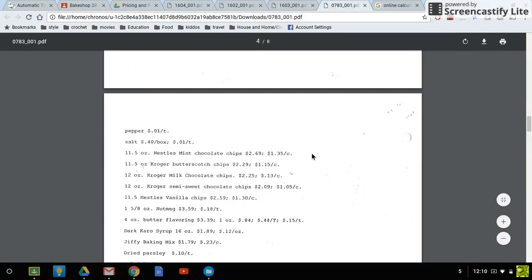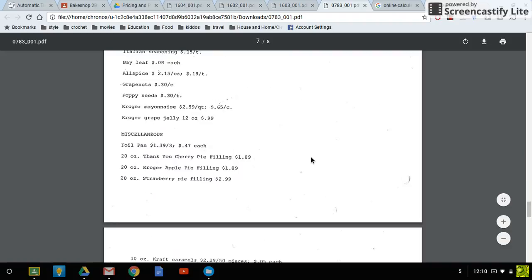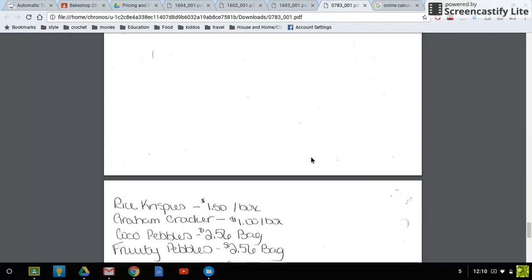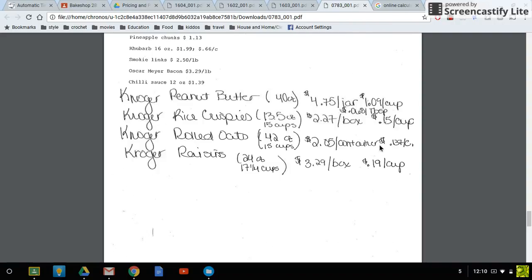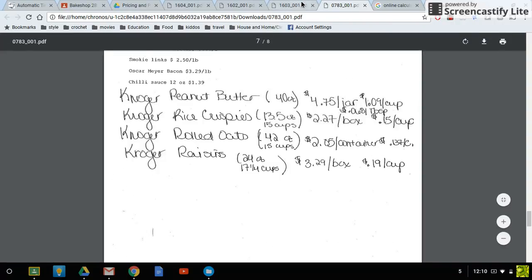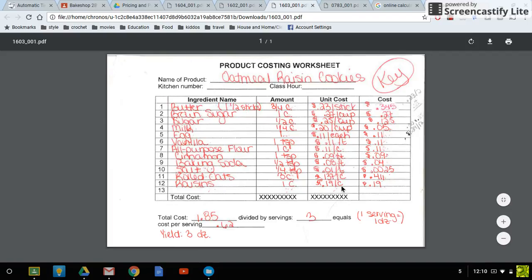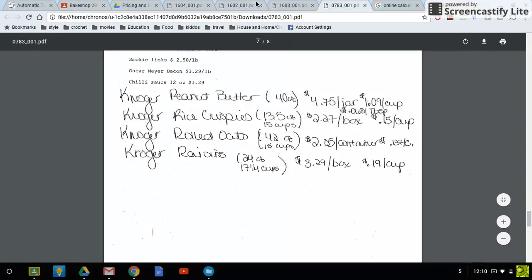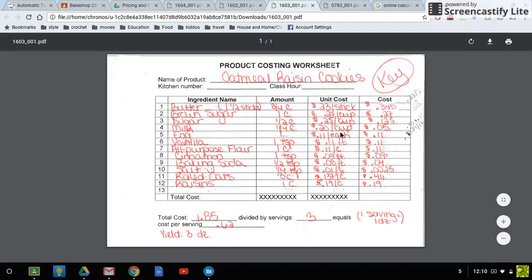Rolled oats is one you're going to have to look for in my handwriting. Let's see, it's back here somewhere. There we go. Rolled oats is 0.137 per cup. So I write that out. And the last one is raisins, which should be right there. Yep, 0.19 per cup. So I have all the units.